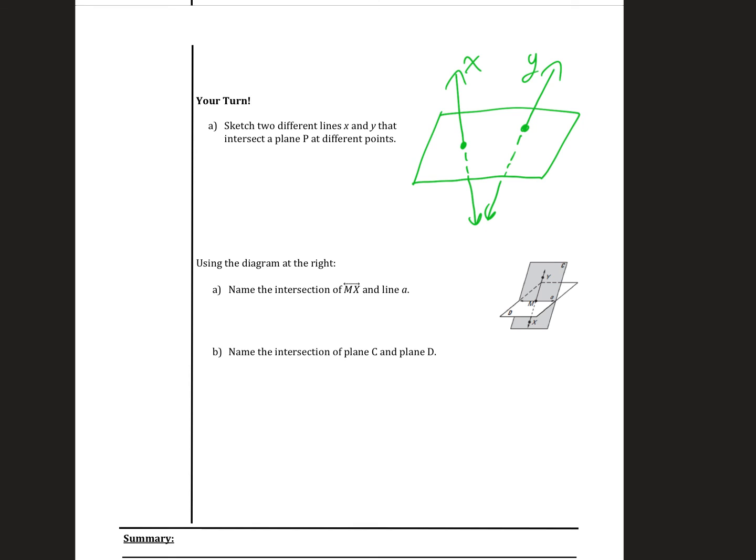All right, the last thing for this section is name the intersection of line MX and line A. So here's line MX and here's line A. Where do they cross? They cross right here, and that's point M. And it says name the intersection of plane C and plane D. Here's plane C and here's plane D. Where do these two planes cross? They cross right here, which is line A.